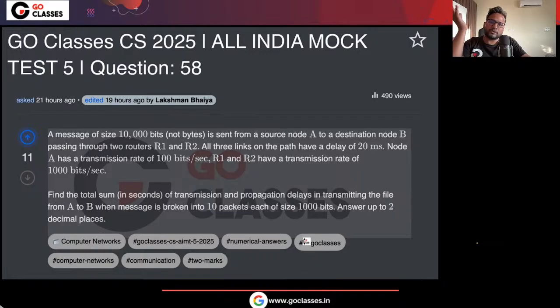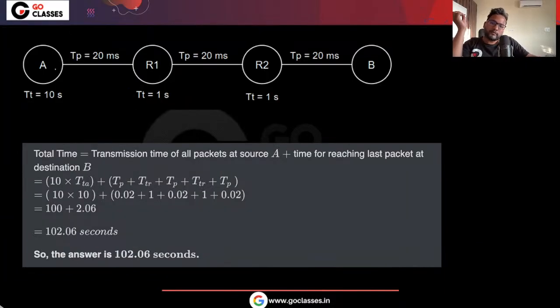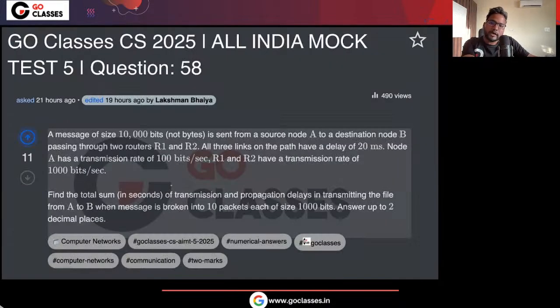So let's just solve this question. That was an easy question. If you find the transmission time, which is length upon bandwidth, here the bandwidth is 1000, and the length of each packet is 1000 bits.